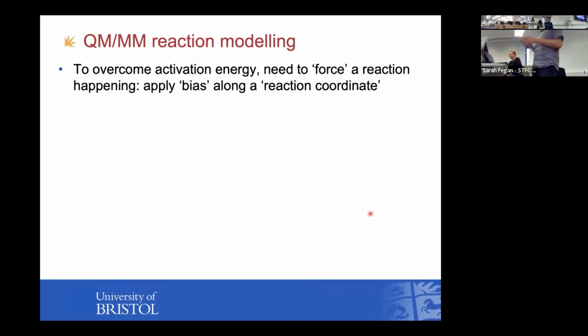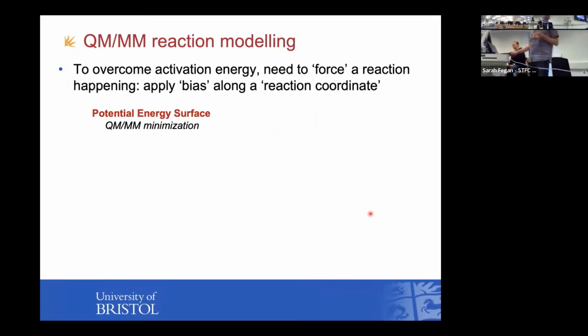That is why we need to force the reaction to happen. We need to add something to the system to say, okay, I want to push these atoms apart and so on. So that's what we can call applying bias along the reaction coordinate. Now, the reaction coordinate can be defined in many different ways. We'll use a very simple description, which we'll go into later during the tutorial. We just need to make sure that we go along this reaction coordinate.